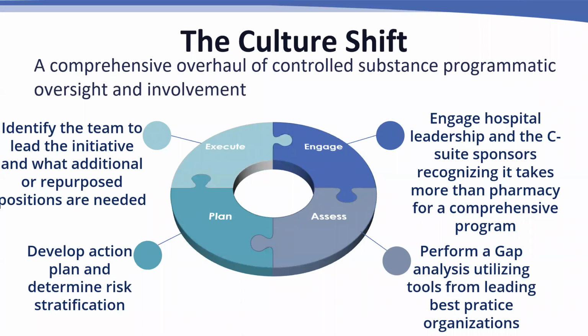So how do you create a risk stratification process where you can at least minimize the risks that exist based on the products you purchase, the administration techniques, the order sets, the disposal processes, or the witnessing, so you can maximize value to the organization? And then lastly, identify that team to lead the initiative. Make sure it's multidisciplinary, and think about what additional or repurposed positions could be utilized to accomplish this type of work. Next slide, please.